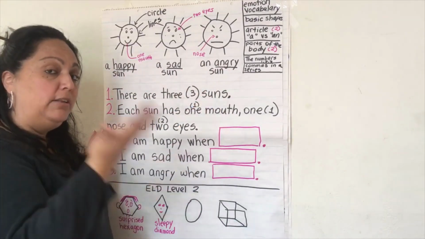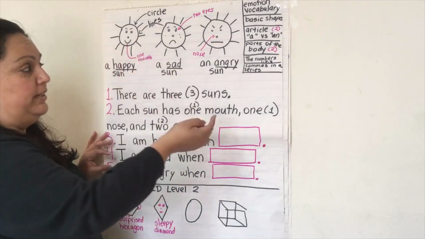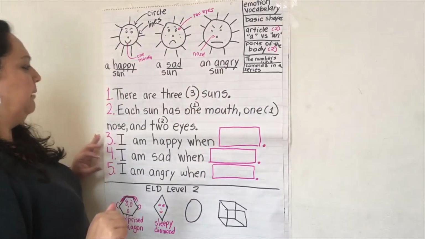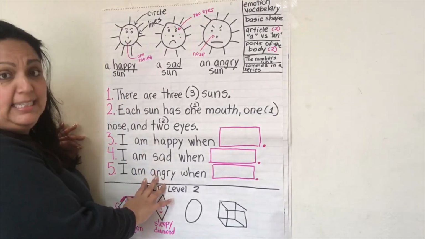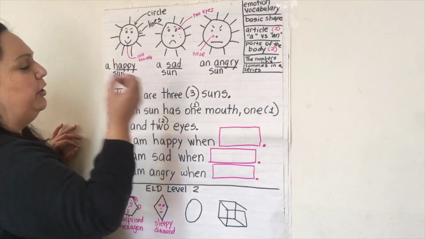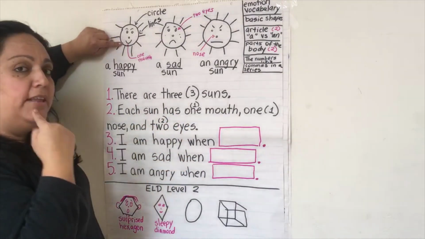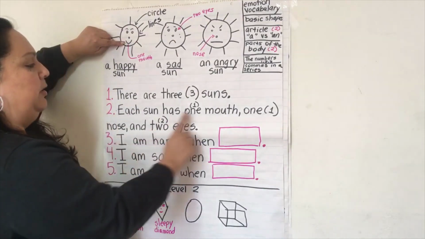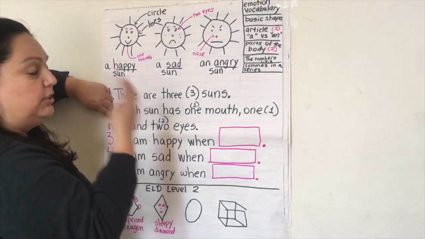If you have some higher level kids, ELD 2, I'd do a little mini lesson on a different day, and I talk about the difference between a and an. That's for another day. Then I go ahead and I write question stems such as these that they could copy. There are 3 suns. Each sun has 1 mouth, and you could point here or point to your own or have them point to their own mouth. 1 mouth, comma, 1 nose, comma, and 2 eyes.